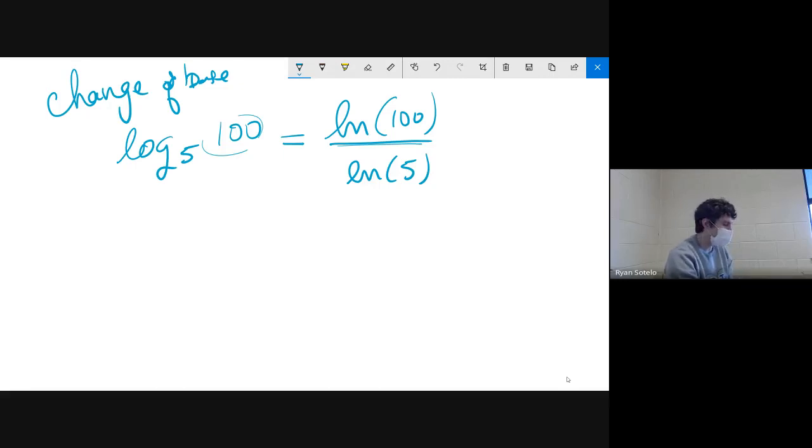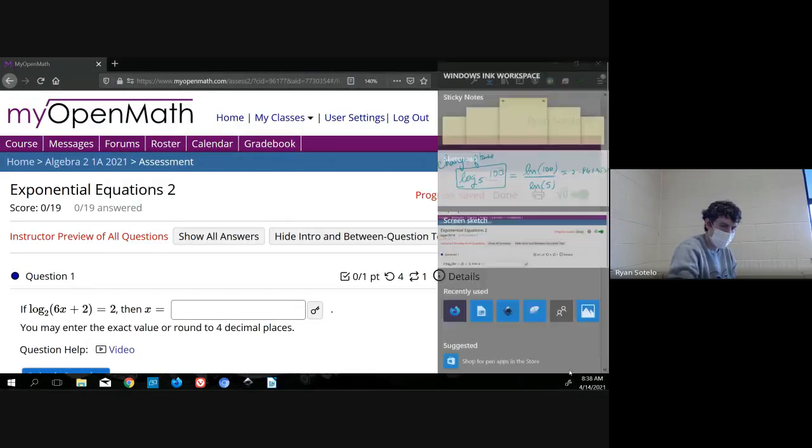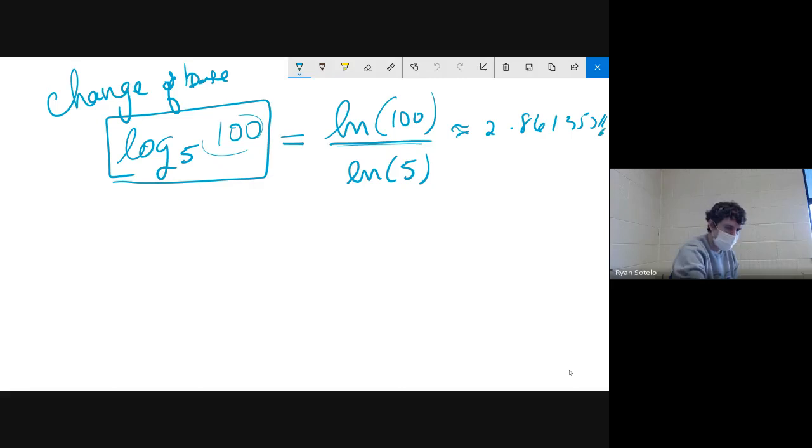Notice on your calculator you probably have a log button on the left and a natural log, ln. So if you need to know log base 5 of 100, how many times do I have to multiply 5 to make 100? Just use the logs that you have. I'm going to do ln of 100 divided by ln of 5. The correct answer was 2.861353116. So you can get it exactly with logs. Logs help you solve exponential equations.